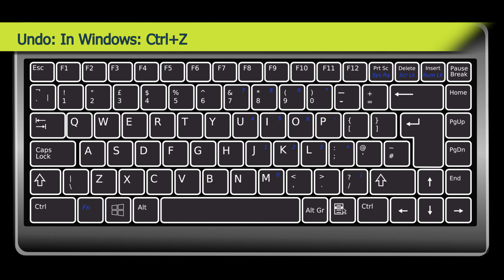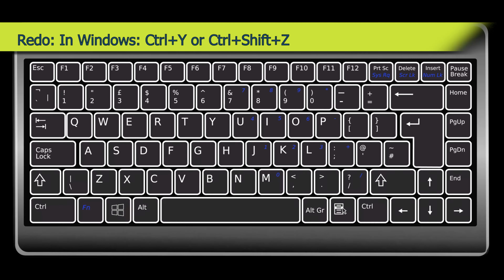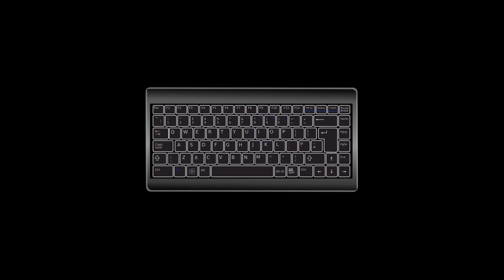Undo. In Windows, press Ctrl plus Z. If you mistakenly did something, you can use this keyboard shortcut to undo your last action. You can reverse more than one action. Redo. In Windows, press Ctrl plus Y or Ctrl plus Shift plus Z to reverse your last undo. You can reverse more than one action that has been undone. You can use Redo command only after Undo command.